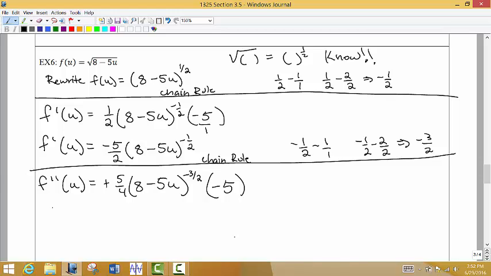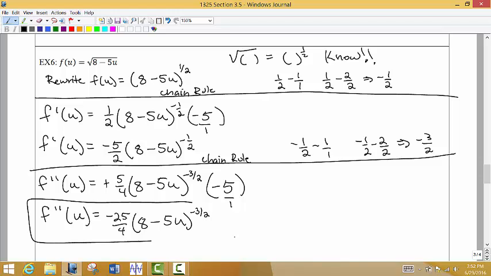Alright, now you can stop right there. No need really to simplify any further, but if you wish to simplify further, you can think about this once again as a fraction and multiply the two fractions together. So we get 5 times negative 5 would be negative 25. 4 times 1 is 4, so I get negative 25 over 4, and then I can write the group of terms. Alright, so if you'd like to simplify a little bit more after that, then you can do that.